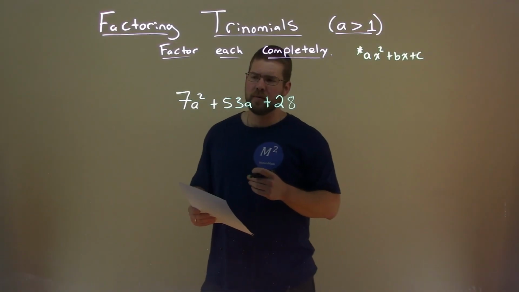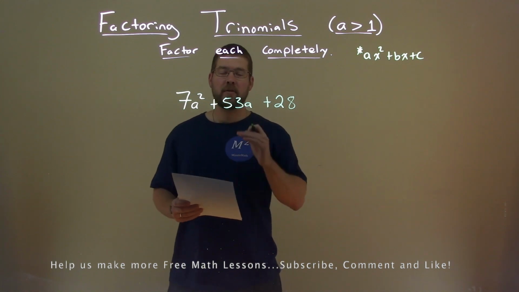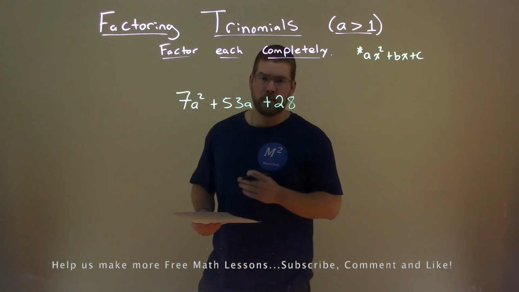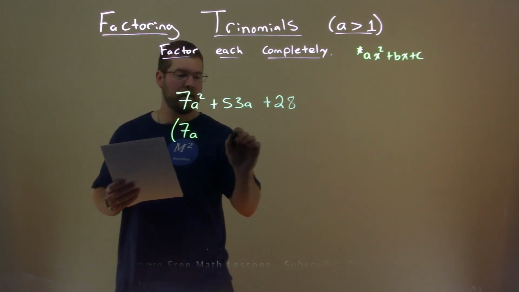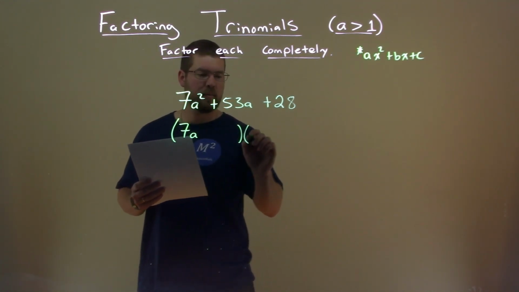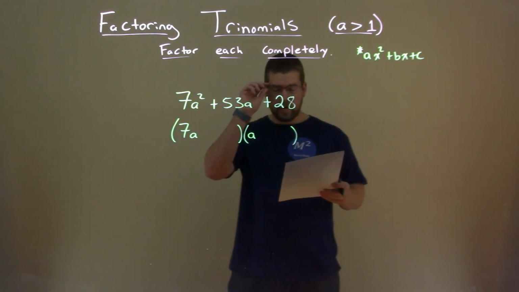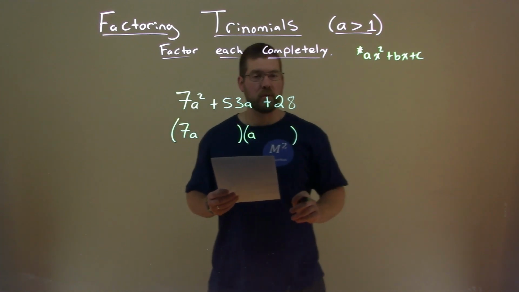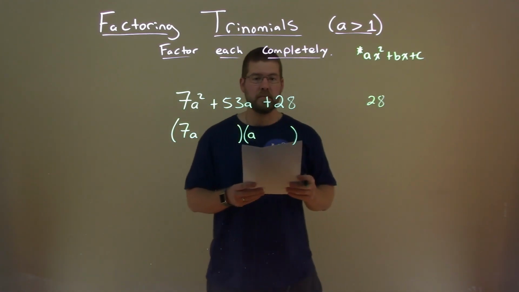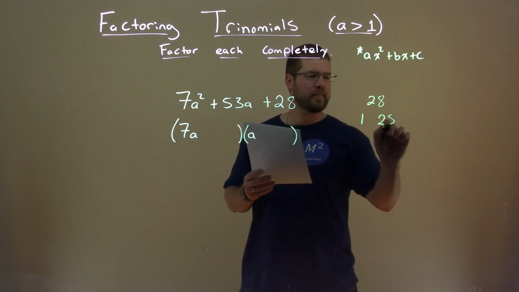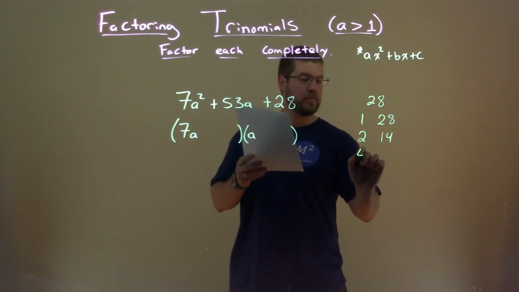We're given this problem here, 7a squared plus 53a plus 28, and we need to factor this completely. Our a value is a prime number, so this is going to be in some form of 7a plus or minus something else times a plus or minus something else. So now we have to look at the c value, which is 28. What two numbers multiply to be 28? Well, that's 1 and 28, 2 and 14, and 4 and 7.